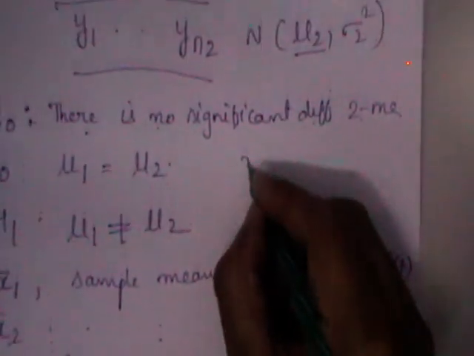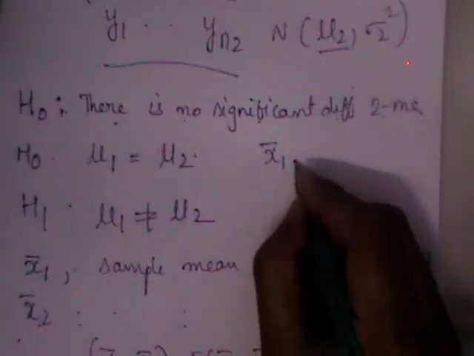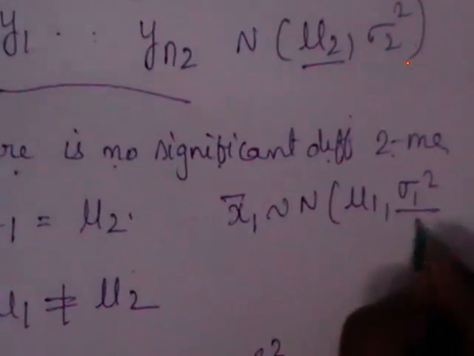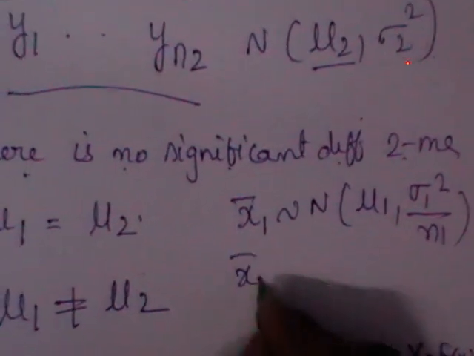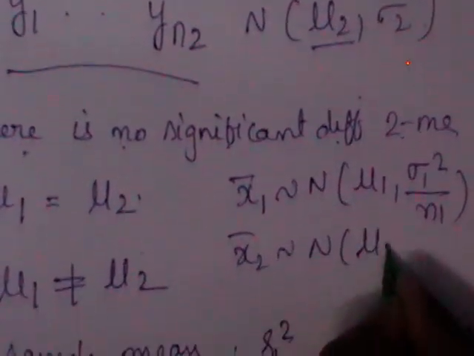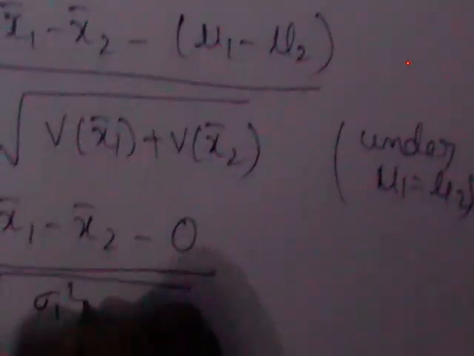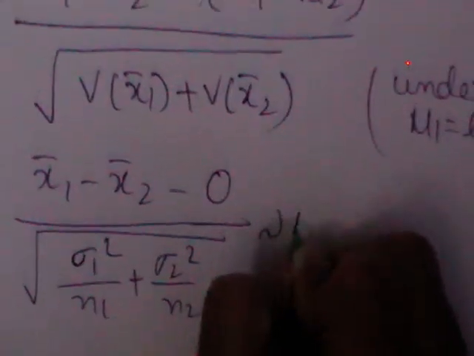But what is the variance of x1 bar? You should write the sampling distribution here. x1 bar follows normal with mean mu1 and variance sigma 1 square by n1. x2 bar follows normal with mean mu2 and variance sigma 2 square by n2. You will get sigma 1 square by n1 plus sigma 2 square by n2 under the root in the test statistic.